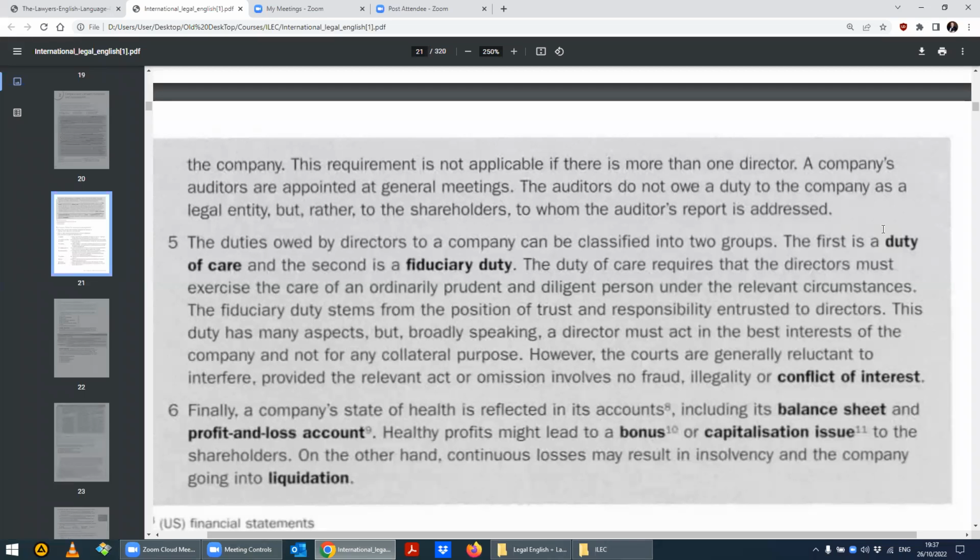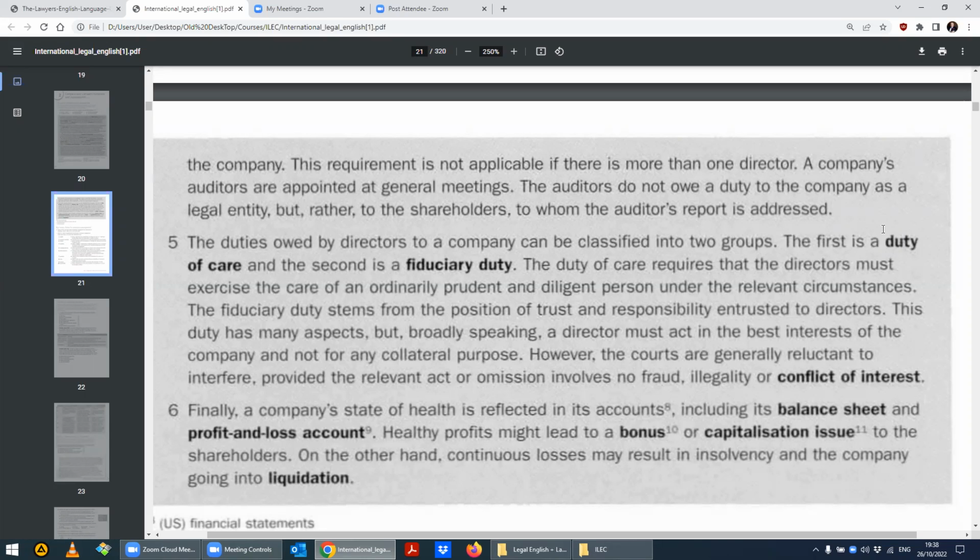So, if you hear of an opportunity to make a profit, and you know your company would be interested in it, you must tell the company. You can't take that opportunity to make a profit yourself. You'd be in breach of your fiduciary duty. And again, the company could sue you for breach of your duty.